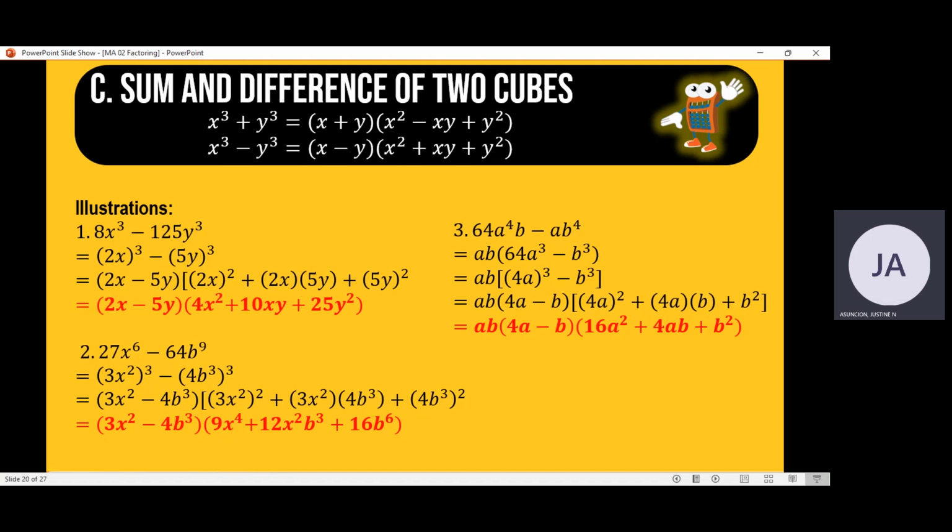So as you can see here, sometimes we need to use the common monomial factor to recognize the different forms of factoring, such as the sum and difference of two cubes.